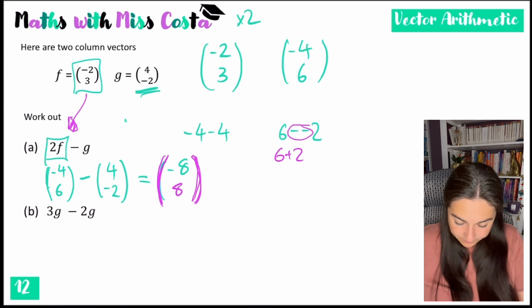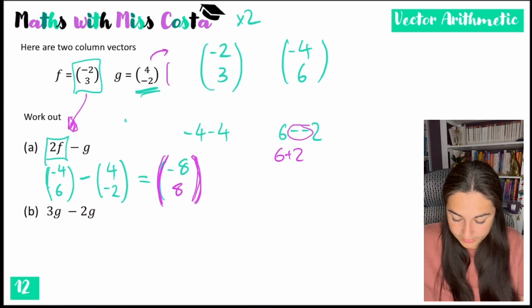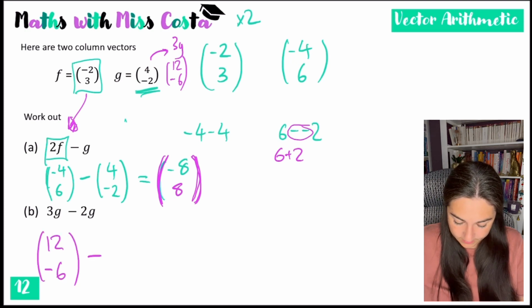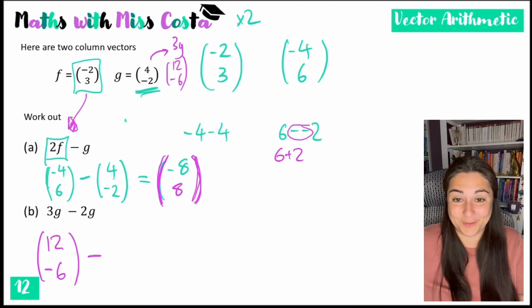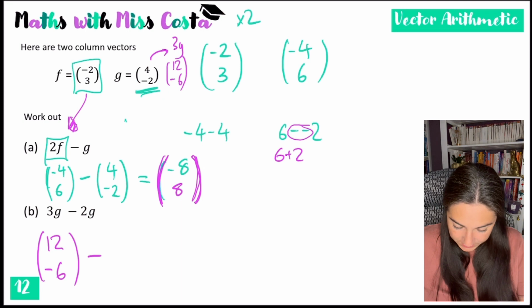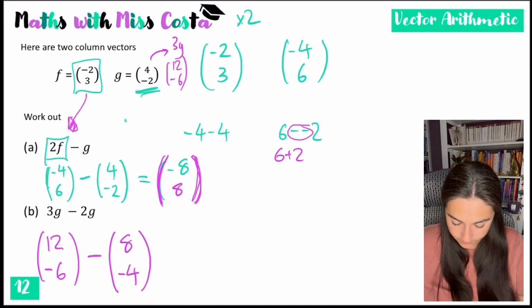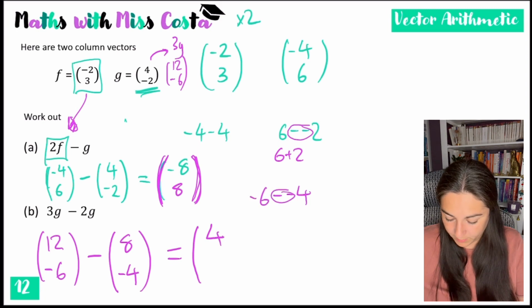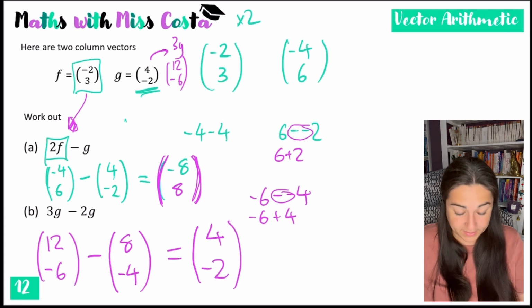And then you've got 3g. So if g is (4, -2), 3g: 3 times 4 is 12. 3 times negative 2 is negative 6. So 3g would be (12, -6). Take away 2g. I think that's supposed to say 2f, but whatever, let's go with 2g. So 2g would be 2 times 4 is 8. 2 times negative 2 is negative 4. So 12 take 8 is 4. Minus 6 minus minus 4. Remember, that will become a plus. So minus 6 plus 4 is negative 2. And that's it. That's all you need to do for vector arithmetic.